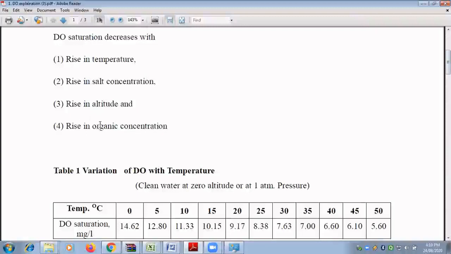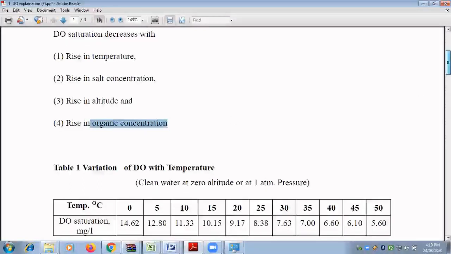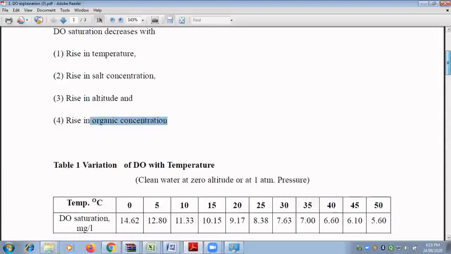And lastly we have the rise in organic concentration, right? We all know what an organic substrate is. Normally in our household, the organic substrate is in the form of solid waste and food waste, and all those things are nothing but organic waste. Even the waste coming out of the toilets and WCs is also considered organic waste.